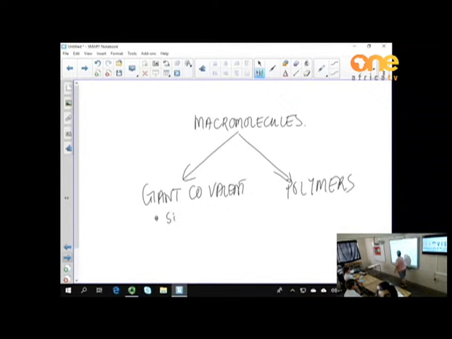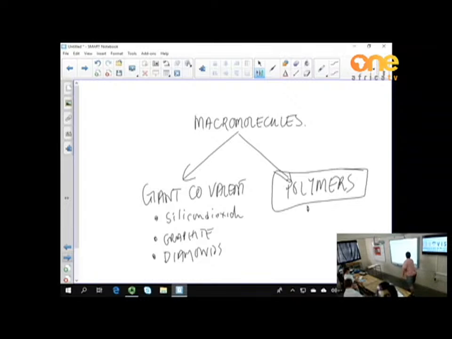Giant covalent would be things like silicon dioxide, graphite, and diamonds. Now, polymers: polythene, nylon. We get various polymers, and we'll have a look at them in a moment. So the big organic molecules that we are now interested in are the polymers. We are going to look at proteins, fats, and carbohydrates, and how we recognize each one of them.